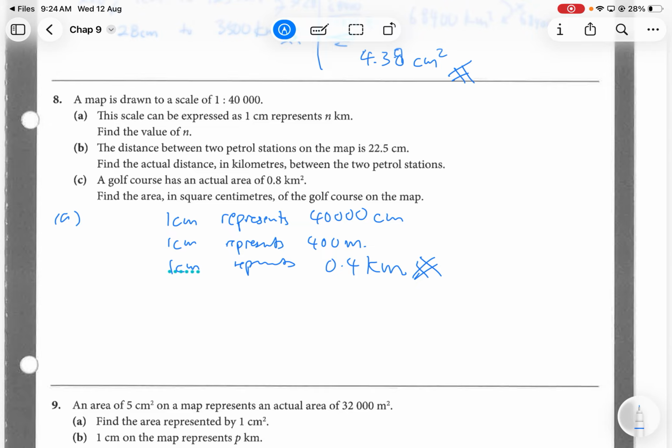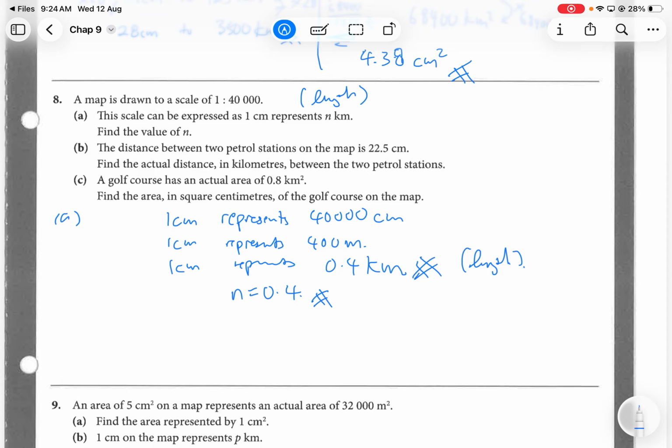Always have conversion of your scale. But all this scale is all for length. This one is still for length. So the value of n is equal to 0.4. We must answer the question. Find the value of n. 1 cm represents n kilometer. So n is 0.4.